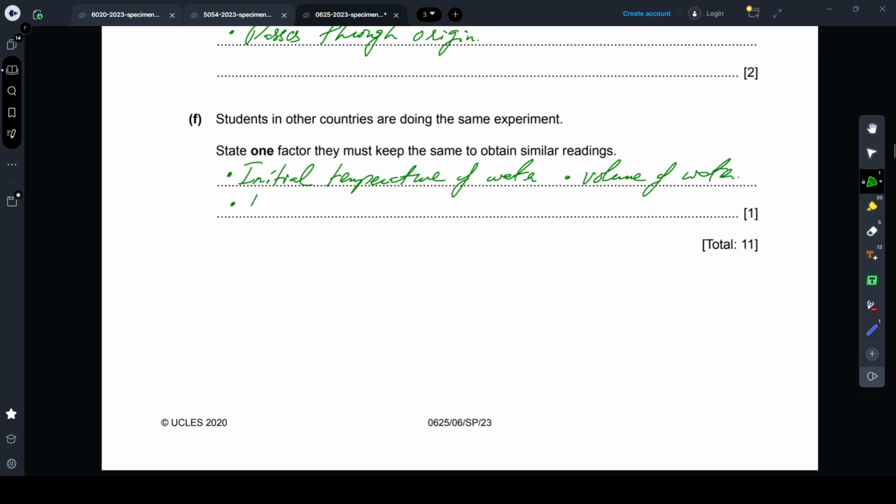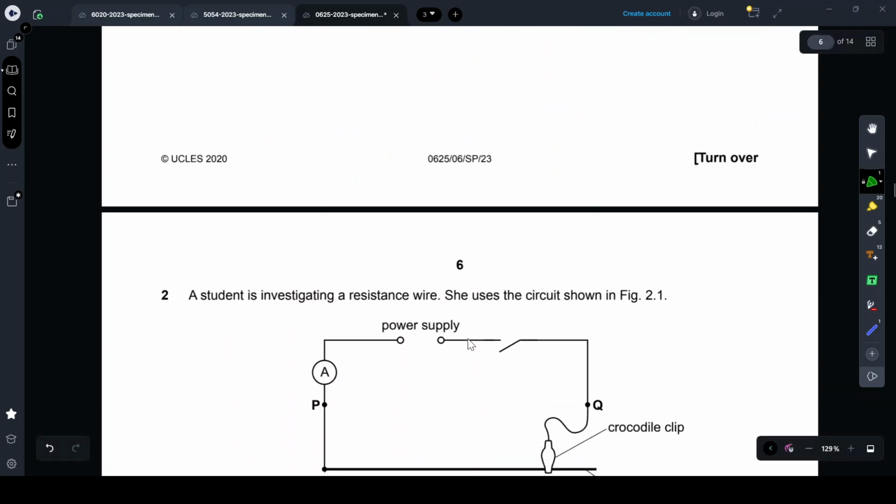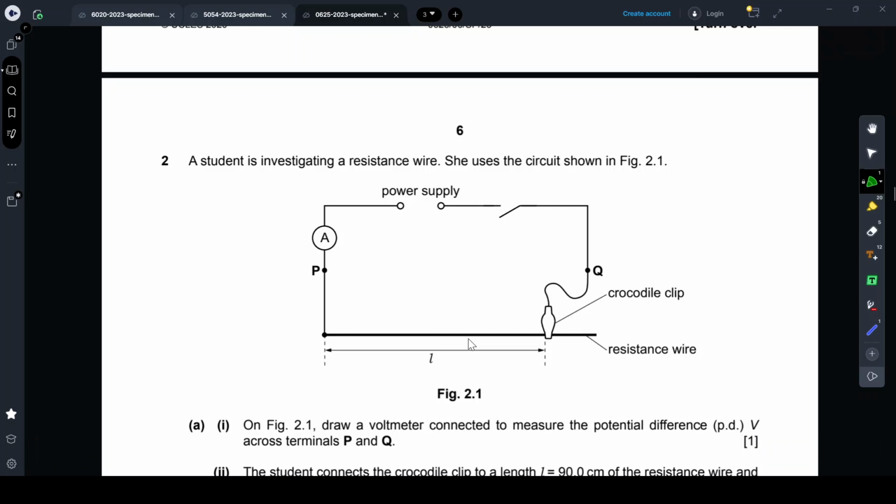You could also have room temperature, because that's going to affect heat loss. Okay, it could also be the material of the beaker, or the size of the beaker, or the type of the beaker, or the lids. So it could be some of that stuff as well. Anyway, good on that. Oh, we've got a bit of electricity coming in.